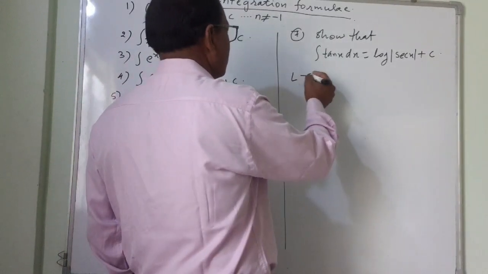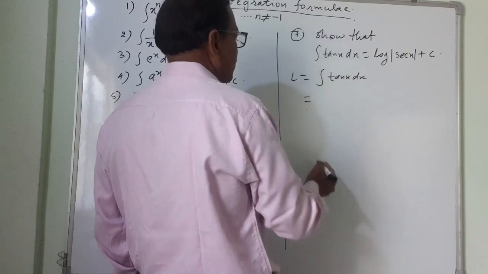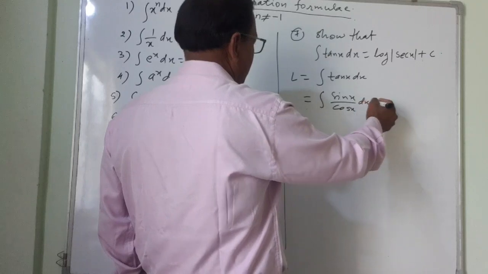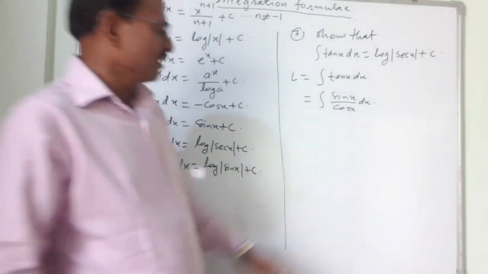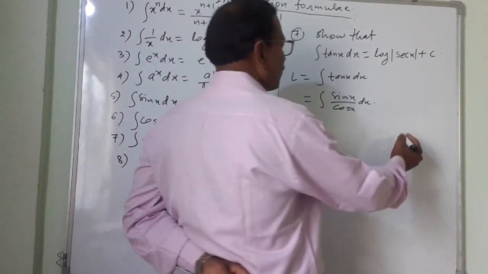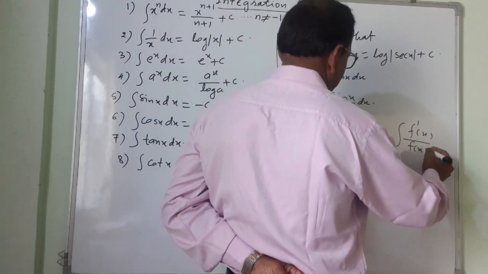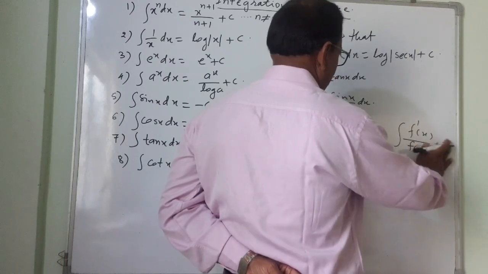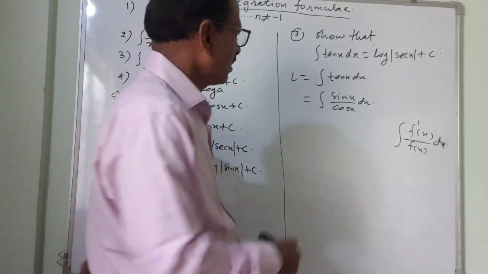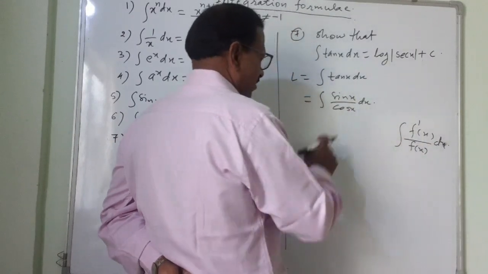How? LHS is equal to integration of tan x dx, that is equal to integration of sin x upon cos x dx. Now see this, the derivative of the denominator is in the numerator, means it is of the form integration f dash of x upon f of x dx, where f dash of x means the derivative of f of x.